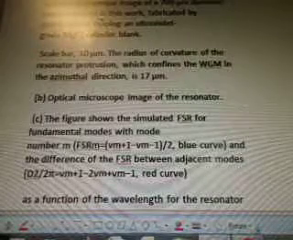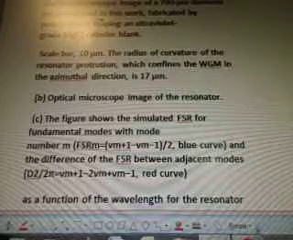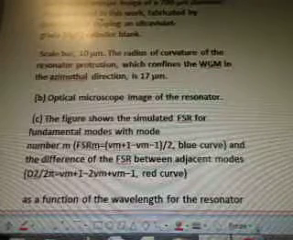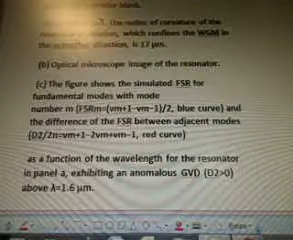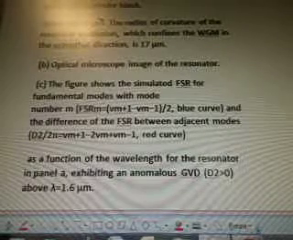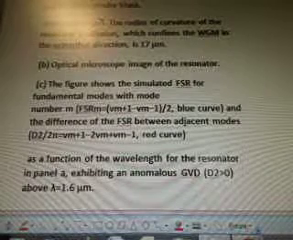Okay. So B is optical microscope image of the resonator, and C is the figure shows the simulated FSR for fundamental modes with mode number M, and then there's a calculation there. Mentions a blue curve, and the difference of FSR between adjacent modes is another calculation, and this is a red curve, as a function of the wavelength for the resonator in panel A, exhibiting an anomalous GVD, and then there's another calculation there.